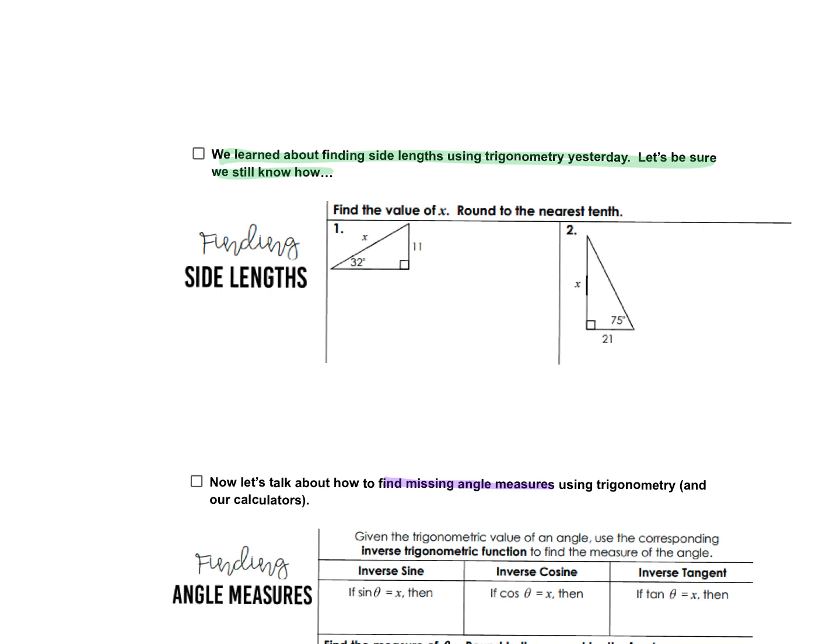Part of it is thinking through the process. If you tend to have difficulty remembering your trig ratios, there is absolutely nothing wrong with writing them at the top of your page to help you remember and be able to refer to those different ratios that you need. So write that down.